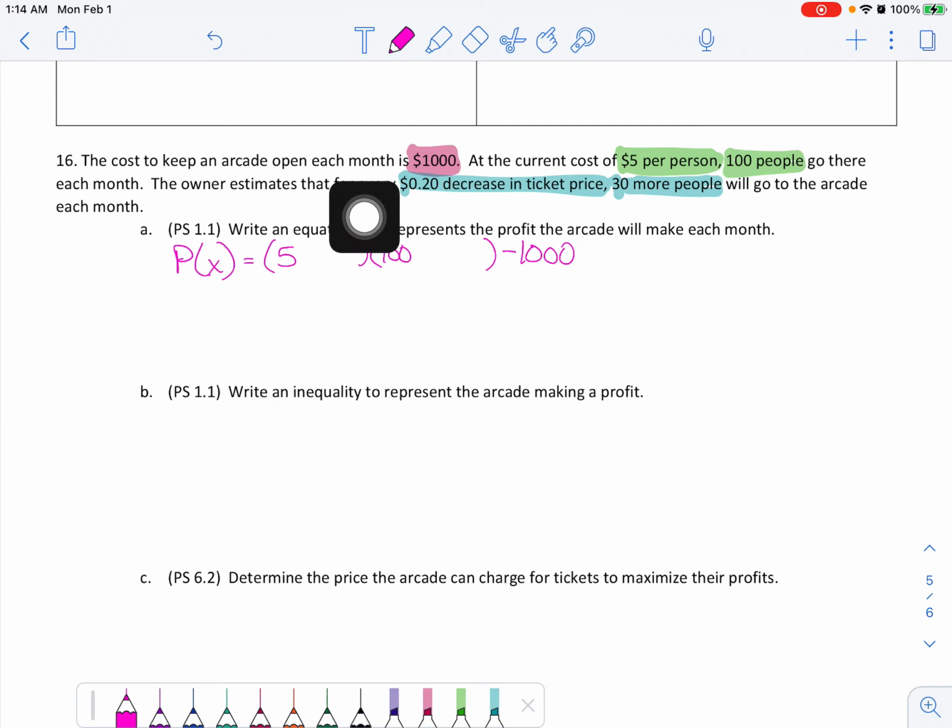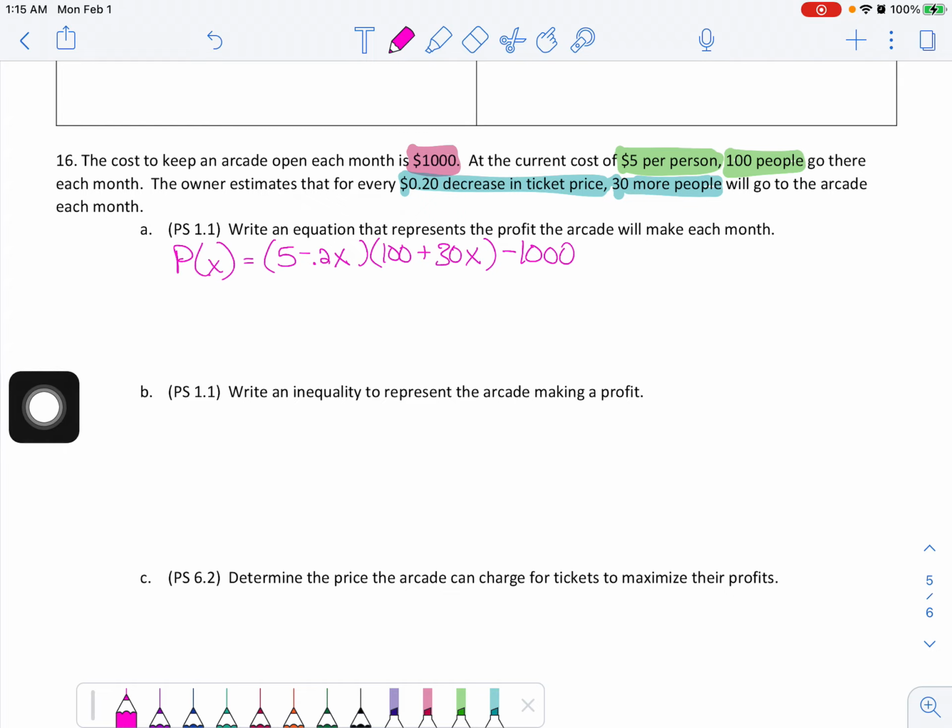But he thinks that if he takes his price and drops it, so decreases by 20 cents, all right, for every one of those, he believes 30 more people will show up. So if he changes this once, he changes this once. And so this is going to end up being the profit equation.